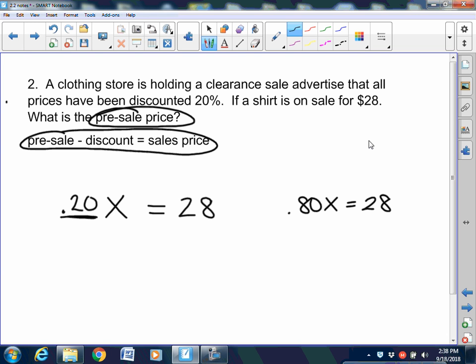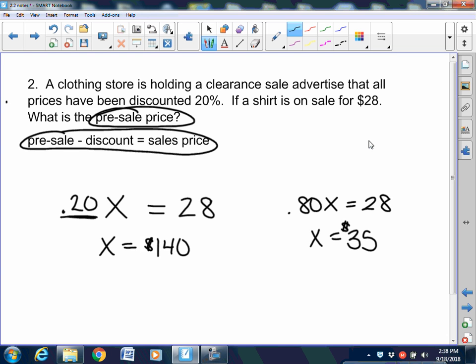28 divided by 0.20 gives x equals $140 for the shirt. But it was 20% off. So if it was 20% off, let's see if it makes sense to you. If you divide 28 by 0.80, you get x equals $35 for the pre-sale price of the shirt.